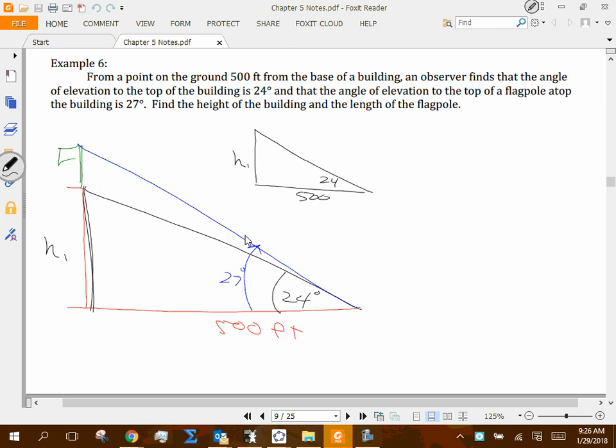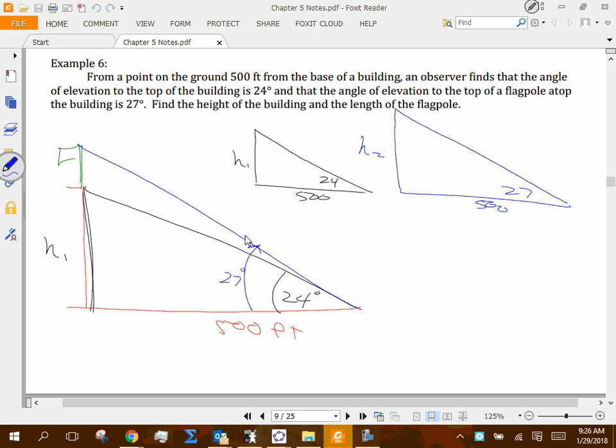There is also a 500 feet, so that number there is constant. The observer doesn't move, right? They don't move forwards or backwards when they're looking at the top of the flagpole. But they do have to tilt their head a little bit more to get their line of sight aligned to the top of the flagpole. So that's 27 degrees, and this one we'll call H2.